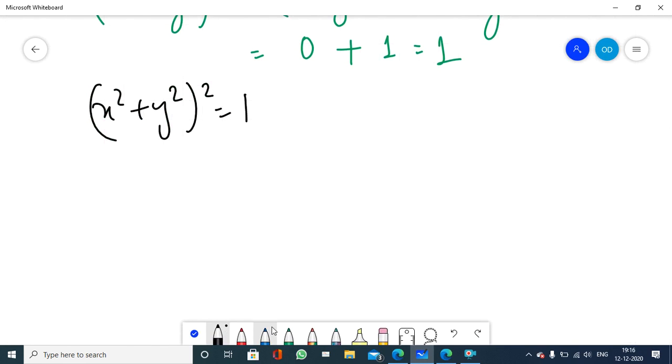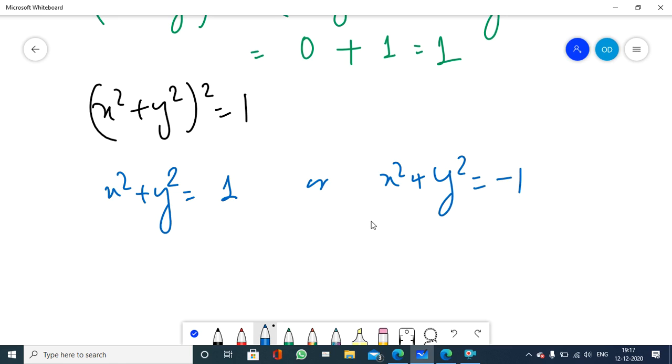Now think about it. We have a number here, x square plus y square. Squaring it, we are getting 1. That means x square plus y square might be 1, or it also might be minus 1, right? Because 1 square is 1, minus 1 square is 1. Okay, x square plus y square whole square is equal to 1. So x square plus y square might be equal to 1, and it also might be equal to minus 1. Get my point so far? Clear on this? Now think about it. We know that x and y both are real numbers.